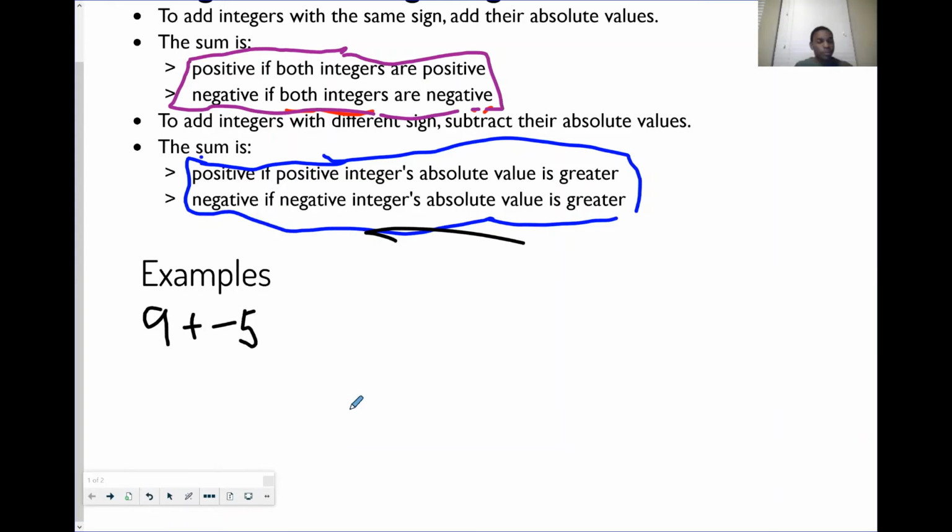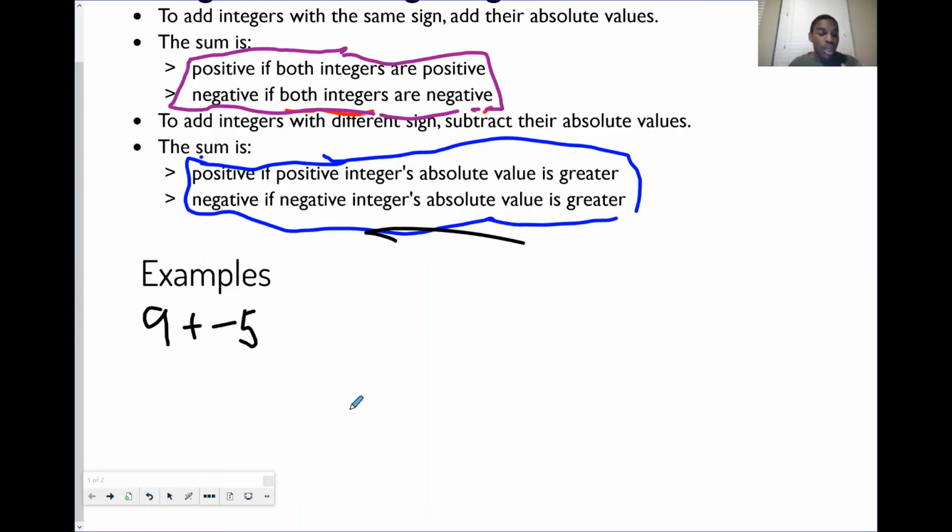All right. So positive 9 plus negative 5. What we're going to do first is determine if the sum is going to be positive or negative. We have a positive 9. The absolute value of 9 is what? 9. And the absolute value of negative 5 is 5. The sum is going to be positive because 9 is greater than 5. If you say 9 is less than 5, I don't know what to say.